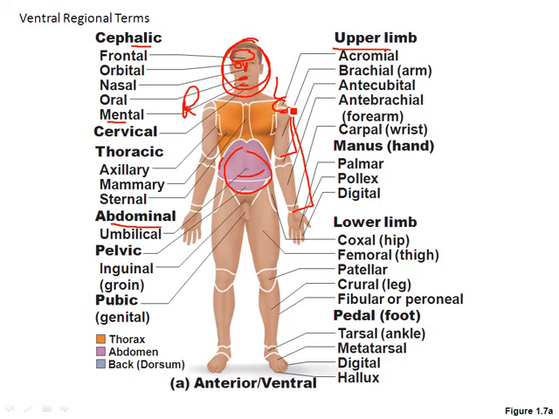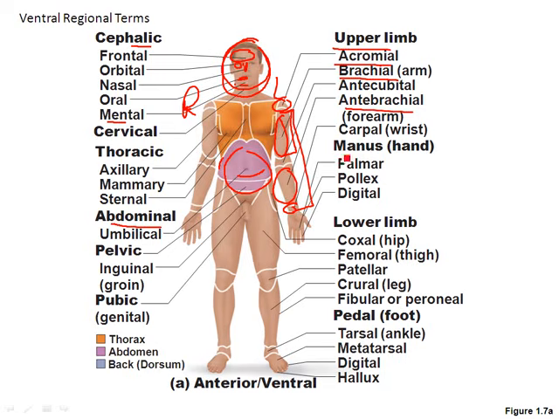You have the acromial region, which is right here, kind of what you would think of as the top of your shoulder. There's actually a little bone that's part of your scapula called the acromial process, which is where it gets its name. The brachial region, this is your upper arm. The antebrachial region is your forearm. So when you say your arm, you actually mean your brachial region, and when you say forearm, you mean, down here, your antebrachial region. You have your carpal region, which is your wrist.